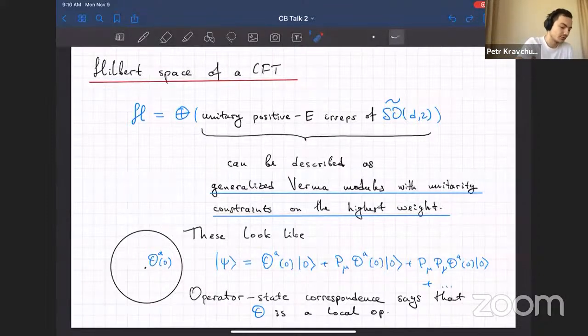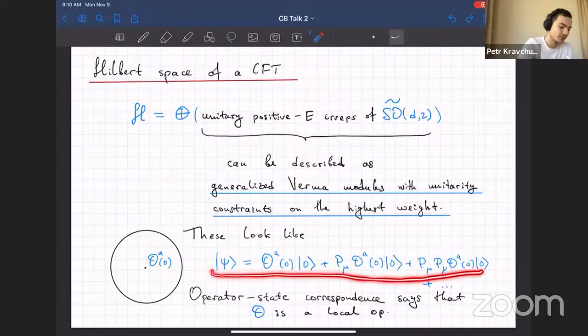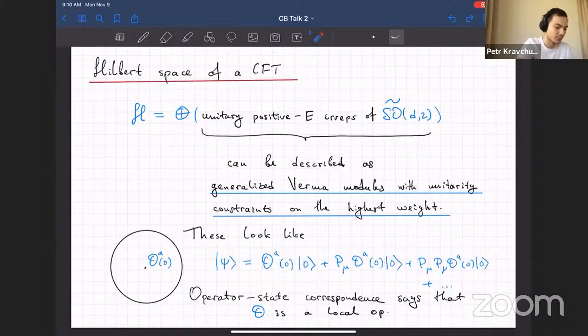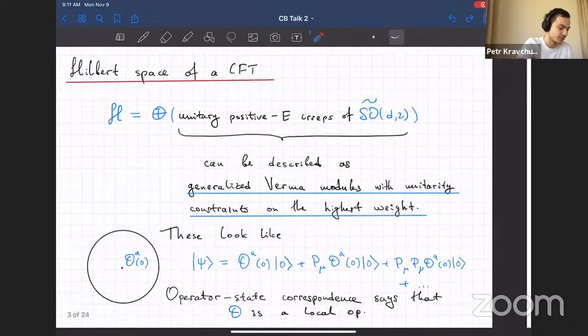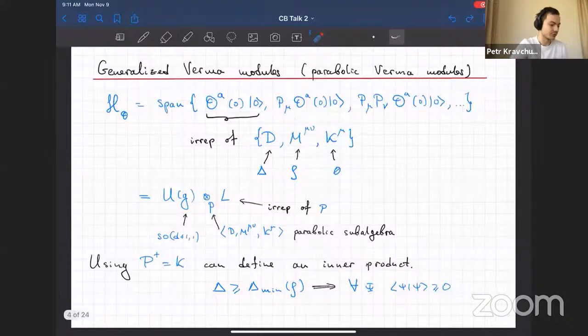But here in higher dimensions, we only have P, and the representations with this structure are sometimes called generalized Verma modules for the conformal group, and the requirement that they're unitary is manifested in some constraints on the highest weight. So let me discuss this construction of these representations a bit more formally.